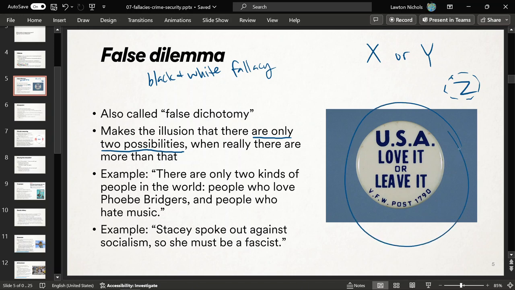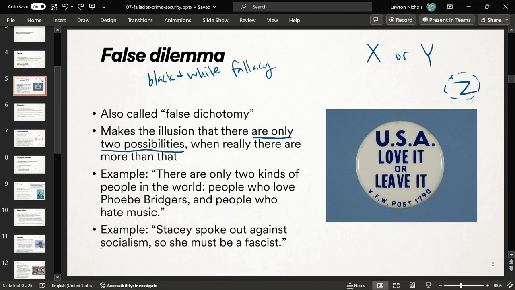And then here's like a button from a political campaign, like USA, love it or leave it. They're giving you two options, but there's always a secret third option. There's like, maybe you could become like a leader of some alternative party or something. You could stay in the USA and change it for the better. There's your third option, right? False dilemma. Another example, this one I did really steal off the internet. It's like, Stacy spoke out against socialism, so she must be a fascist, right? So it's like giving you two options. You can be a socialist or a fascist, but nothing in between. Yeah. But in reality, maybe there is some other option. Okay? So that's false dilemma.